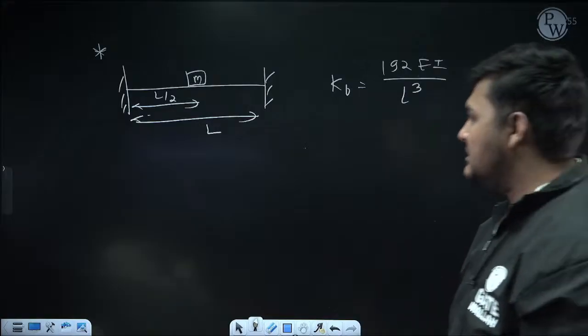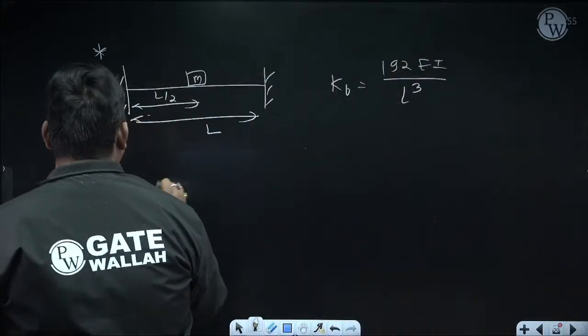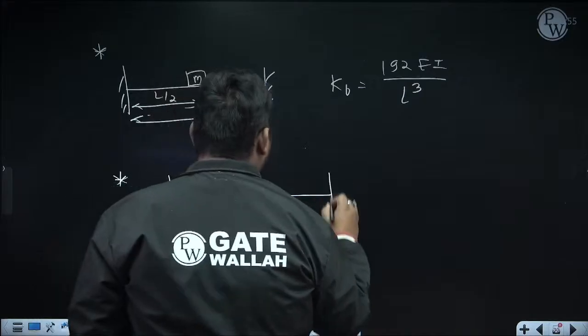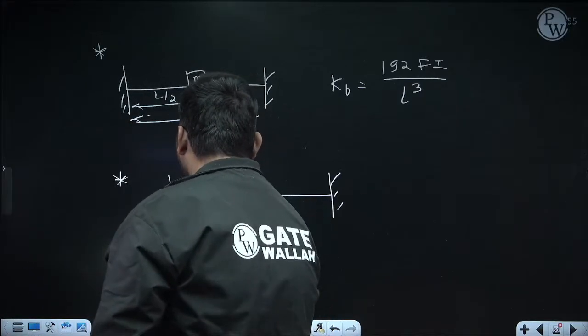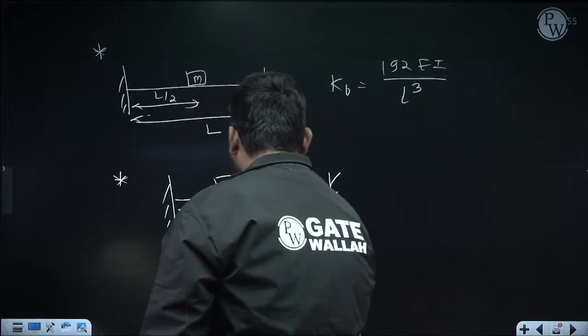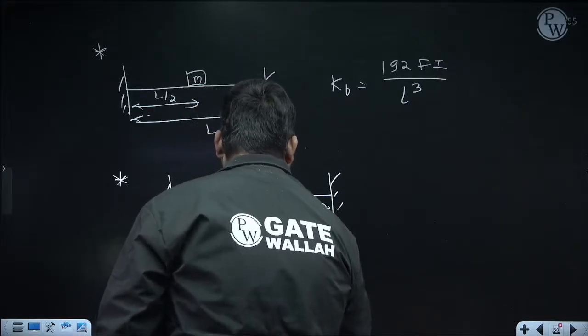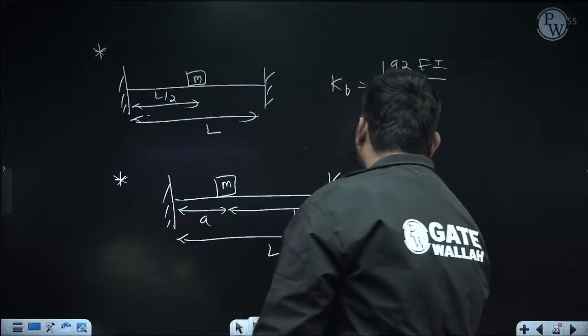Easy. Similarly, in a fixed beam, if the rotor is not at the center, so its distance from one support is A, from the other support is B, and the distance between both the supports is L. So what will be the expression of bending stiffness?